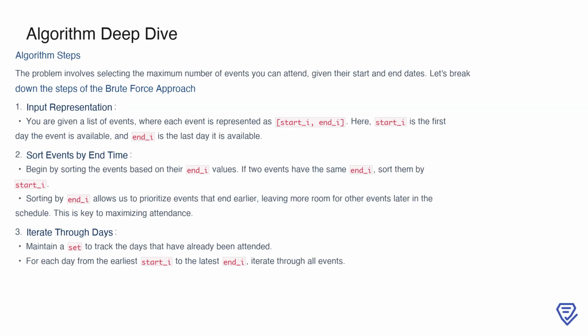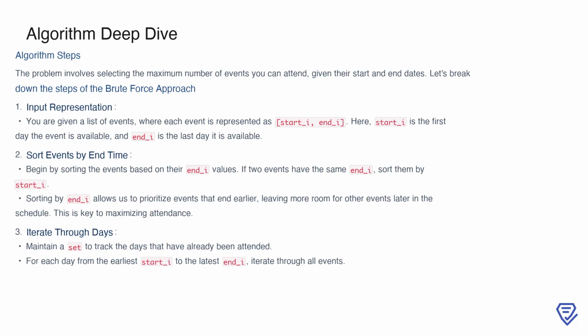To solve the problem of finding the maximum number of events that can be attended, we start by organizing the input. Each event is given as a pair, [start_i, end_i], where start_i is the first day the event is available, and end_i is the last day. Once we have this representation, the next step is to sort these events by their ending day, end_i. This sorting is crucial because it allows us to prioritize events that finish earlier, maximizing the chance to fit more events into the schedule. If two events share the same ending day, we sort them by their starting day, start_i, to maintain a consistent order.